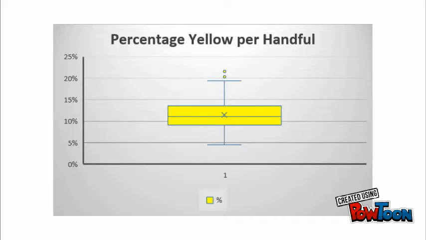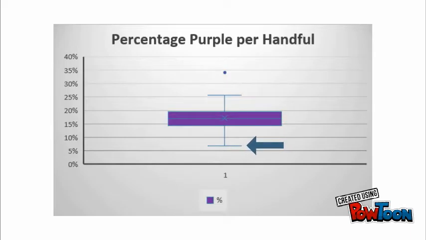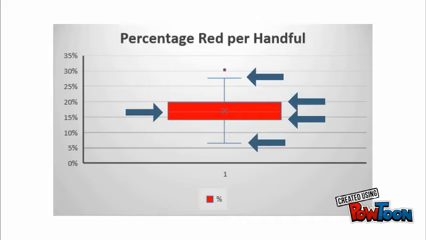The yellow loops have a low value of 5%, lower quartile 9%, median of 11%, higher quartile of 14%, and a high value of 20%. The purple loops have a low value of 7%, lower quartile 14%, median 17%, higher quartile 19%, and a high value of 28%. The red loops have a low value of 7%, lower quartile 14%, median 17%, higher quartile 20%, and a high value of 30%.